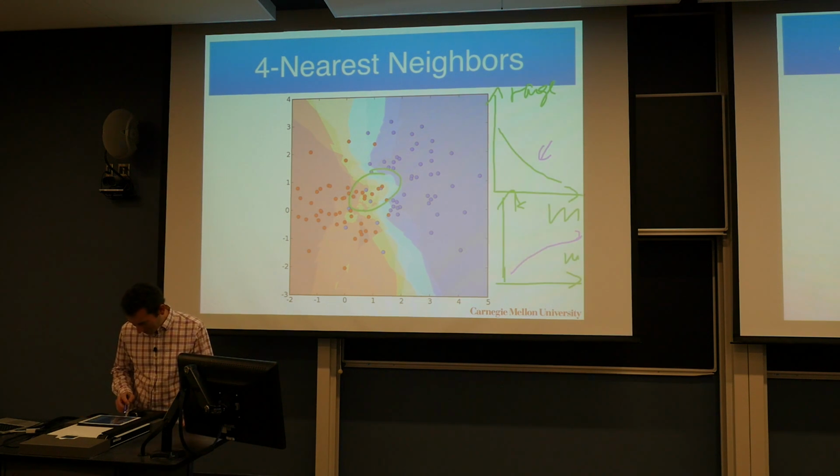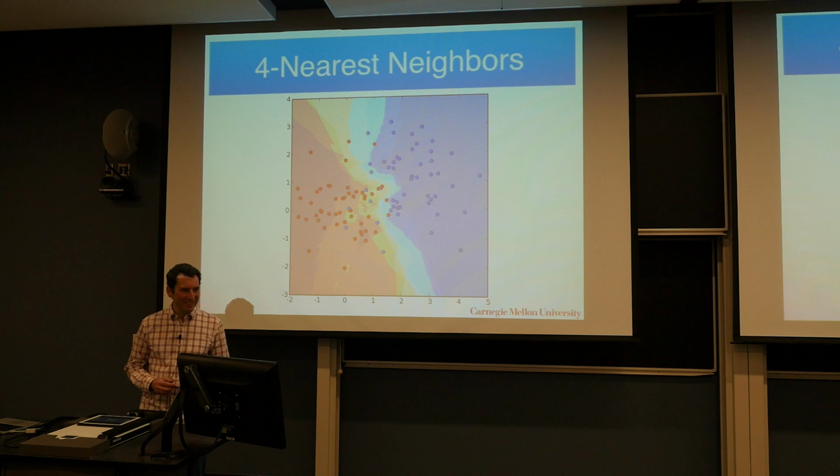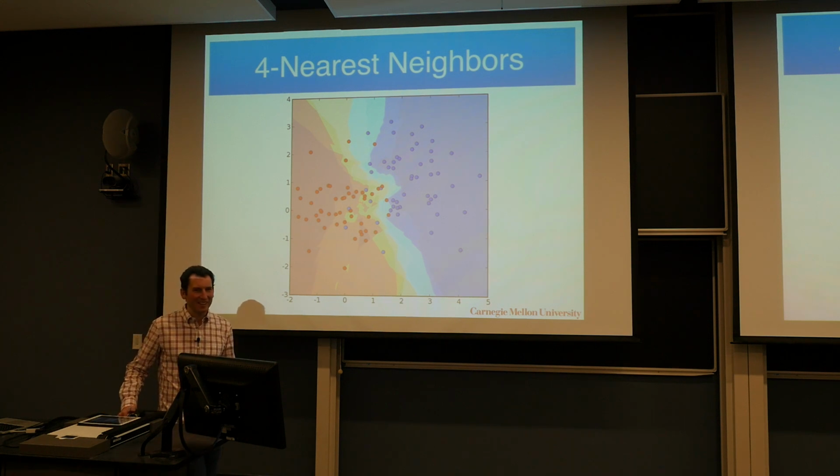So we can probably work out from this how many shades of blue there are. It's 1, 2, 3, 4, 5, 6, 7, 8. So we have 8 nearest neighbors here. I have 8 different colors. Okay, good. Any other questions?